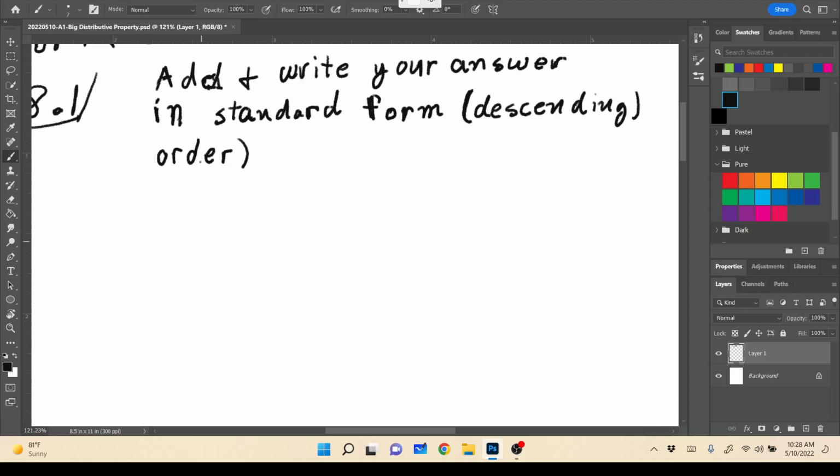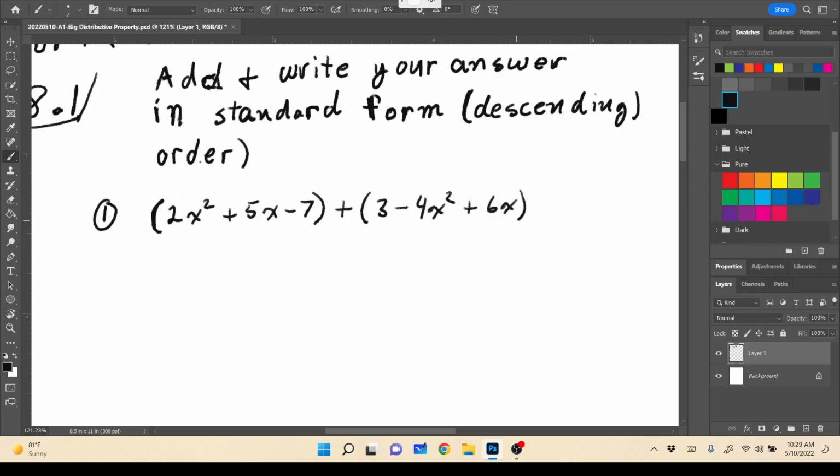Okay. So here's our example 1. We're going to add these two polynomials together. 2x squared plus 5x minus 7 plus 3 minus 4x squared plus 6x. We've learned the distributive property before, right?